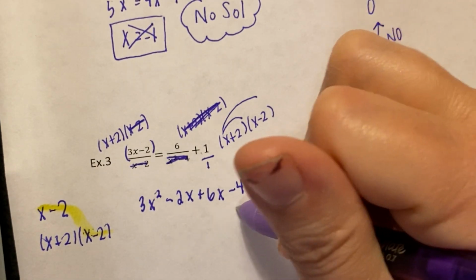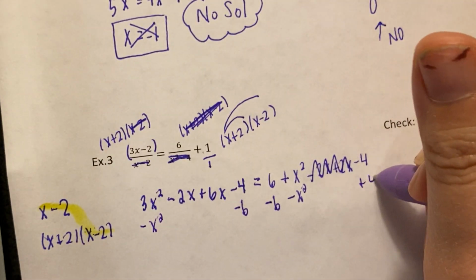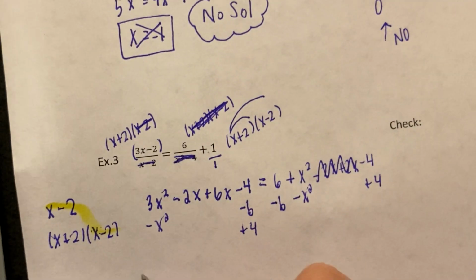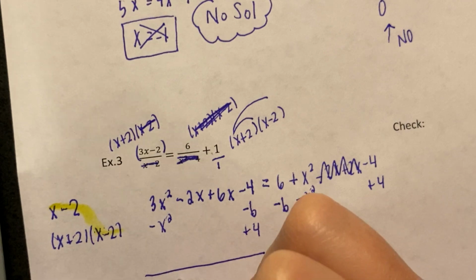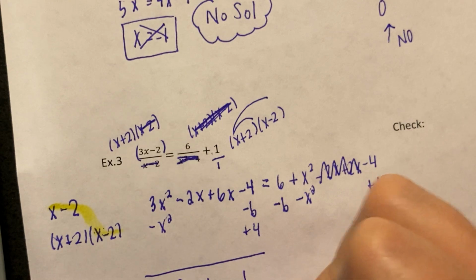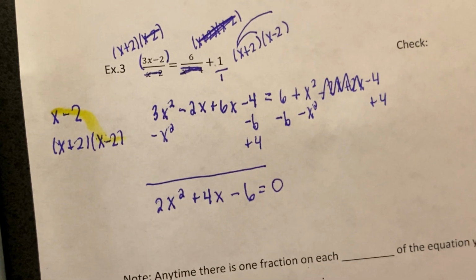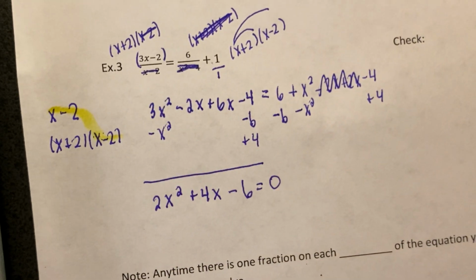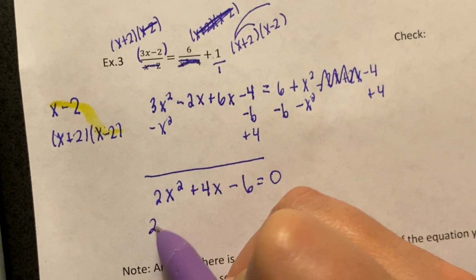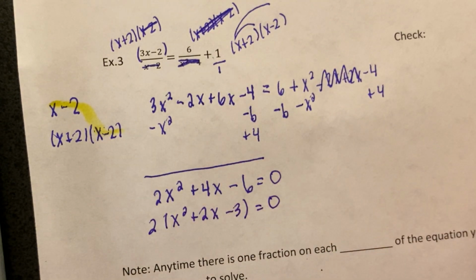So I need to move my 6 over here. I need to move my x squared over here, and I need to move my plus 4. I guess I could have combined those, but that needs to come over here as well. Okay, so I get 2x squared, negative 2x plus 6x is plus 4x, and this is going to be minus 6, I think, with all of that, equals 0. So all I did was just kind of add straight down there. All right, well, this is a quadratic with a GCF of 2, so I'm going to take that 2 out. x squared plus 2x minus 3 equals 0.